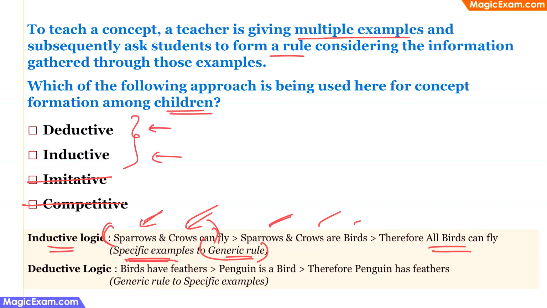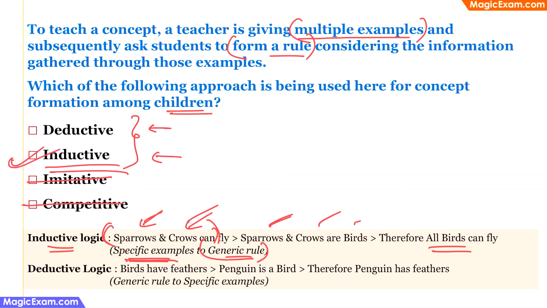So, similarly here the teacher has given multiple examples. For example, crows and birds and pigeons, and the students have formed a rule using these examples saying that since the crows and birds and pigeons can fly and all of these are birds, so probably all birds can fly. So, that is nothing but inductive logic. So, that is the correct answer here.